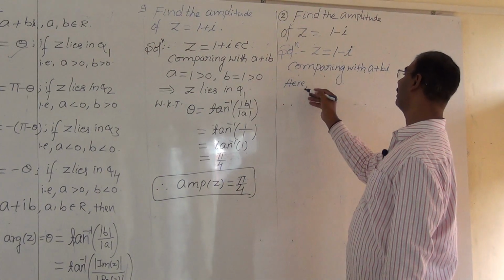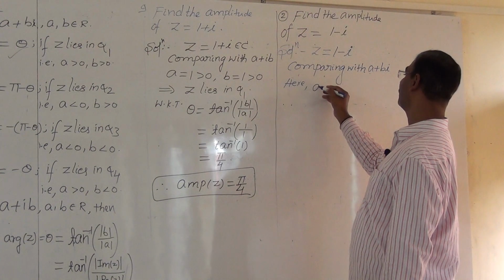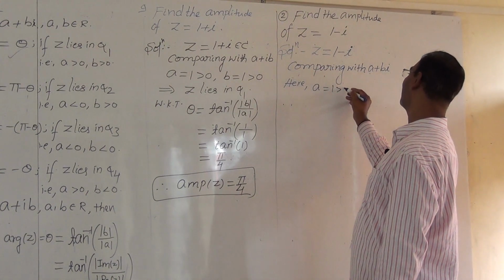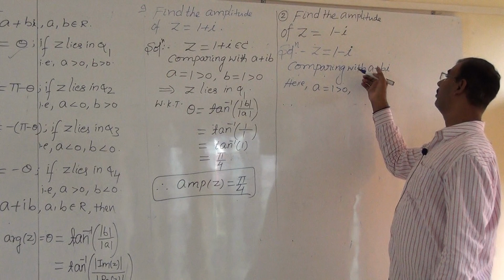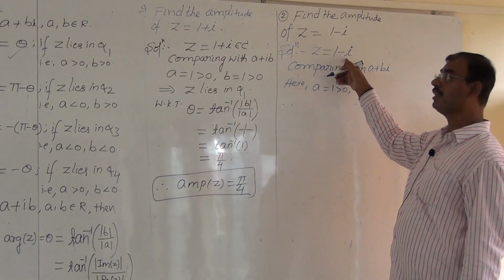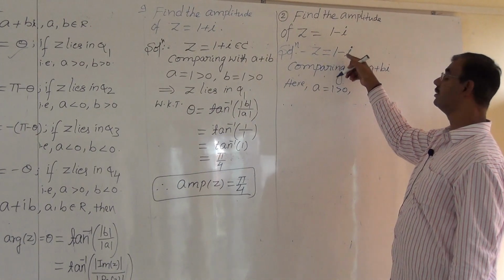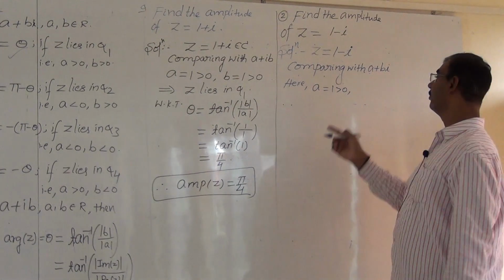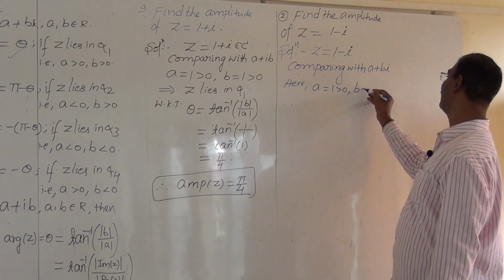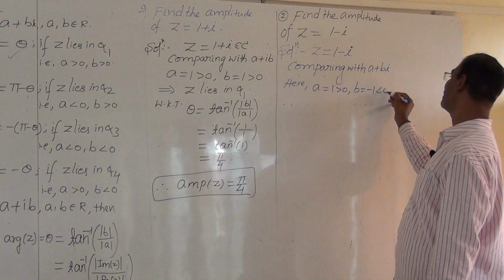What is A? A is the real part. That is 1, which is greater than 0. And B, meaning what? The coefficient of i. What is that? Minus 1. The sign is important here. B is equal to minus 1, which is less than 0.